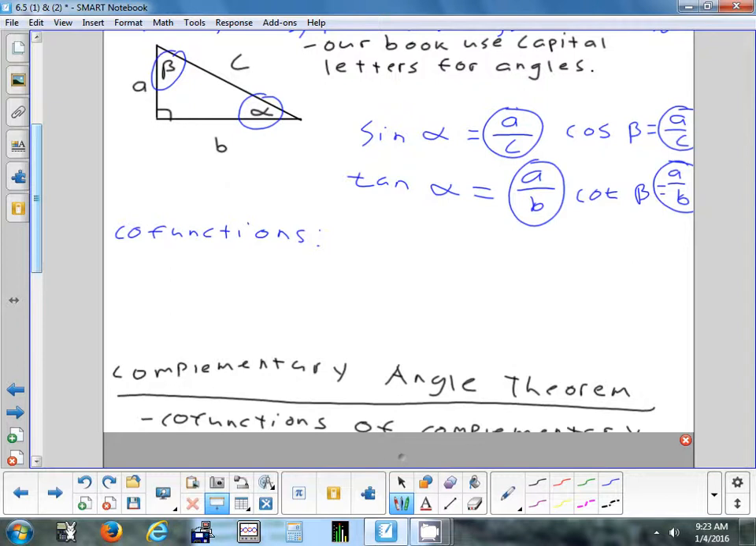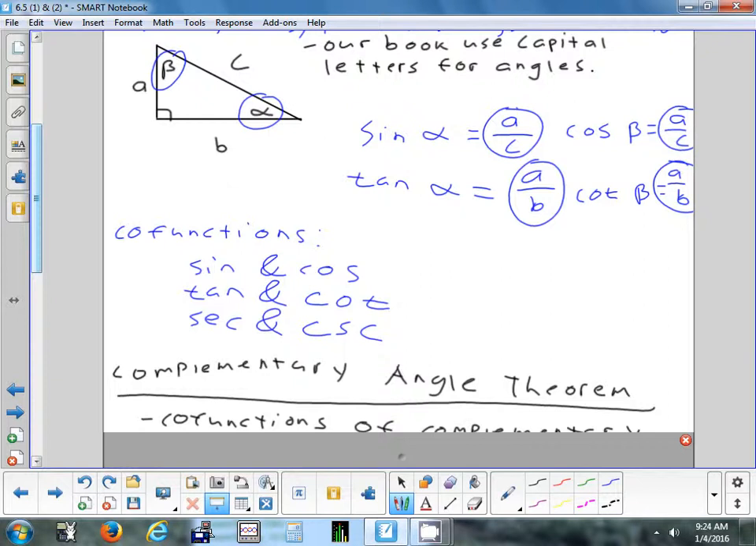Cofunctions is just another way to pair up trig functions. These are your cofunctions. Sine, cosine. Tangent, cotangent. And then secant and cosecant. It's a little different than the way we usually pair them so that they're reciprocals, where you flip one to get the other. That is a way you can pair them. That's different. These are called cofunctions.